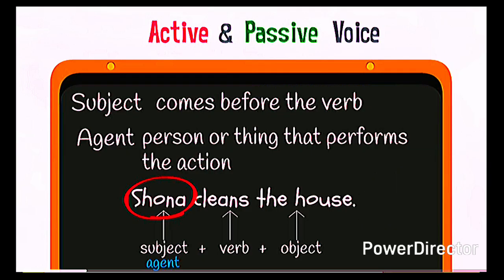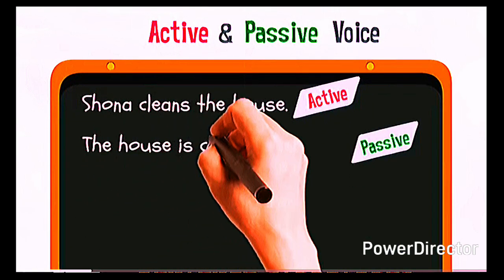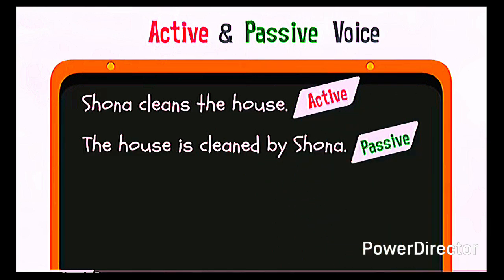In passive voice, this is not the case. Our original sentence has been rewritten here in passive voice. The house is cleaned by Shona. We know that the subject comes before the verb. The verb in this sentence is cleaned, so the subject of this sentence is the house.